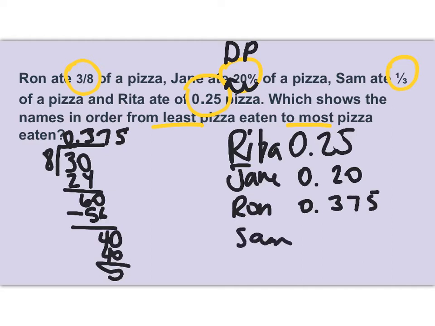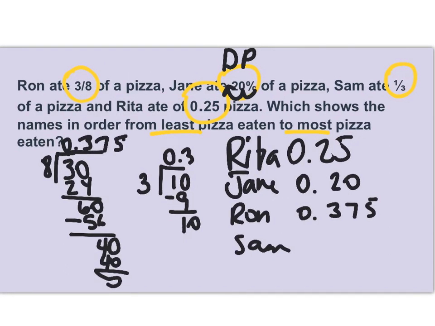And now I have Sam. Sam ate 1/3. Some of you know the benchmark fraction for Sam. 1/3 would be 33 hundredths. But I'm going to do the math just to show you. 1 divided by 3. That's 0. Add my decimal. Add a 0. 10 divided by 3 is 3. 3 times 3 is 9. I'm going to subtract. I have 1 left over. I'm going to add another 0. Wait a minute. I am getting 3 again. I'm just going to keep getting a 3. So this actually is 33 hundredths repeating.